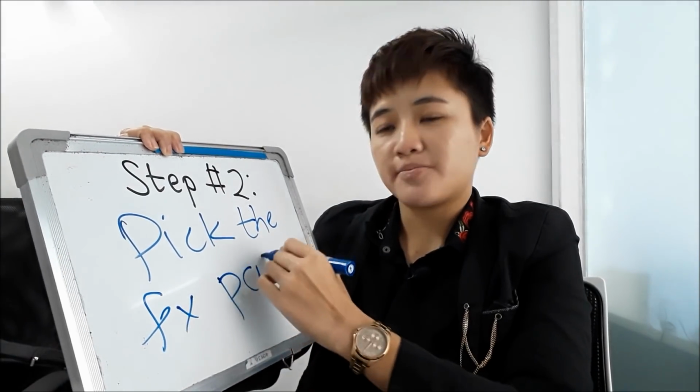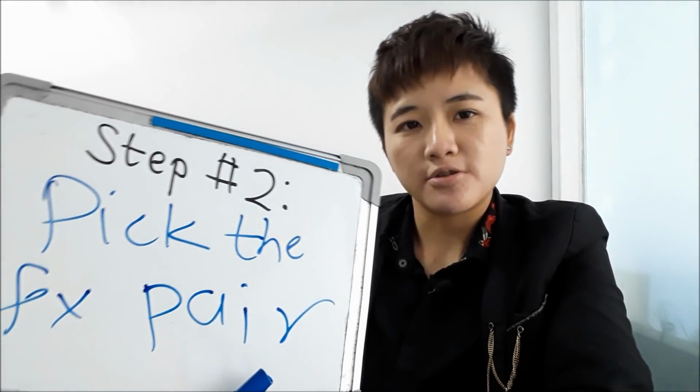So the second step, pick the currency pair that you want to trade. Because here's the thing, on some days, EUR/USD might be more unpredictable. On some days, EUR/USD might be more predictable and safer to trade. So you need to understand which days are safer for you to trade that currency that you always trade. So how do you determine that?